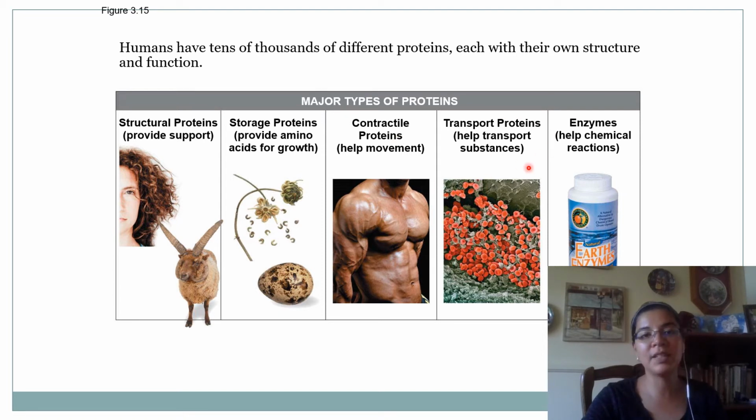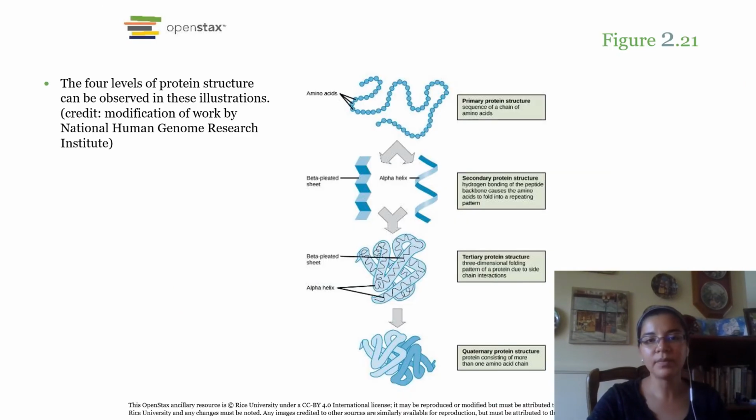Transport proteins: a lot of items in your body need to be transported via the blood system. So we have proteins that carry different nutrients, different substances throughout the body. And then we have enzymes. Enzymes help chemical reactions occur faster than they would naturally occur. So they are very important in chemical reactions.